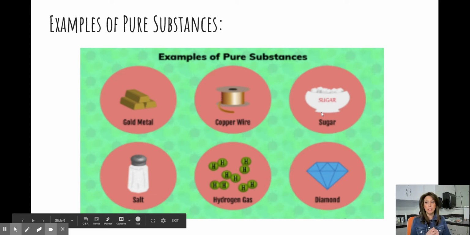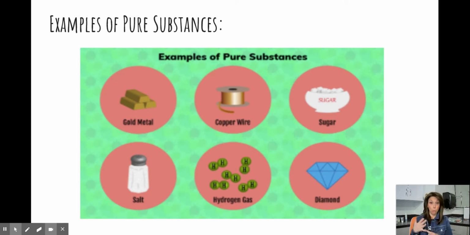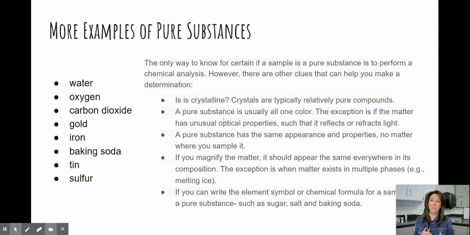Some examples of pure substances: gold metal, copper wire, sugar, salt, hydrogen gas, or a diamond. Here are some other examples of pure substances. Water would be considered a pure substance, and this would be pure water, like distilled water. So there's no impurities mixed in with the water. Oxygen, so that would be a substance that we breathe in. Carbon dioxide, a substance that we breathe out. Gold, iron, baking soda, tin, and sulfur are all examples of pure substances.